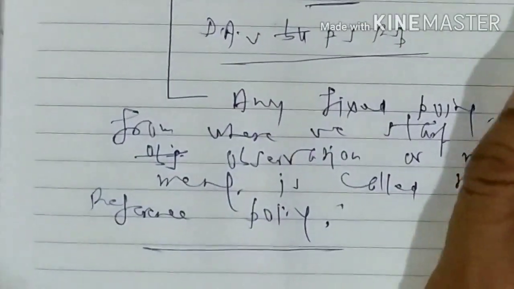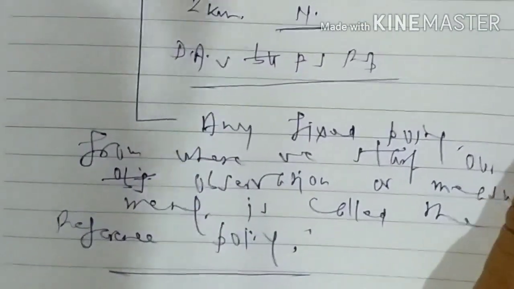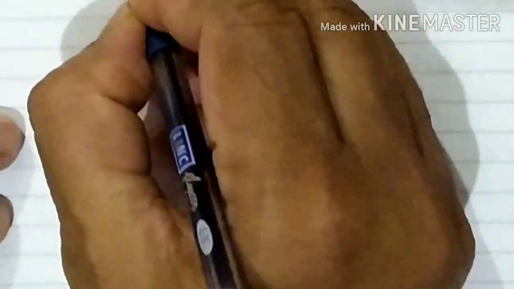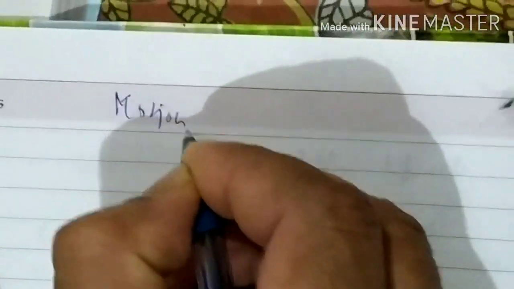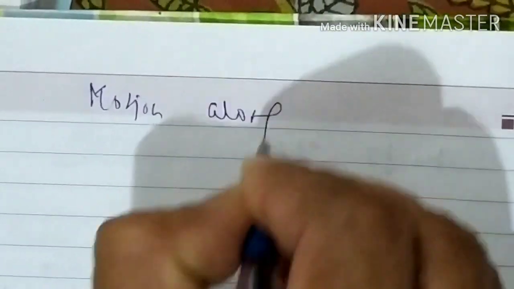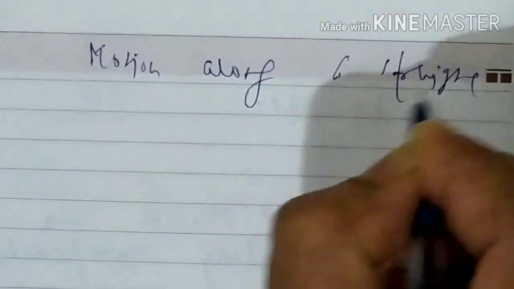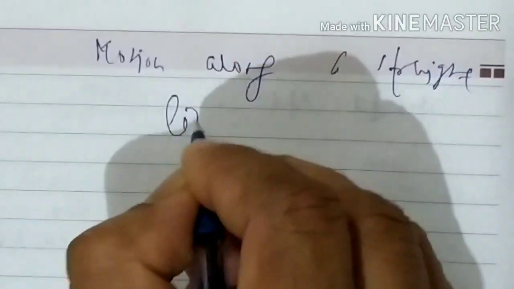In this chapter, we shall read different types of motions, but the most important motion is motion along a straight line. Motion along a straight line.